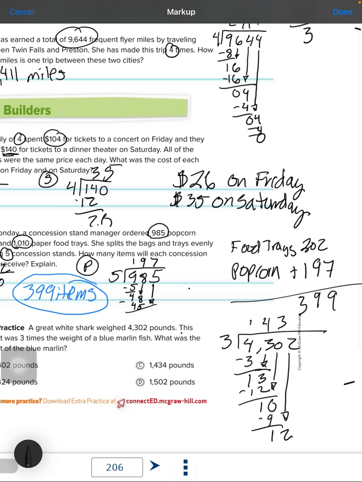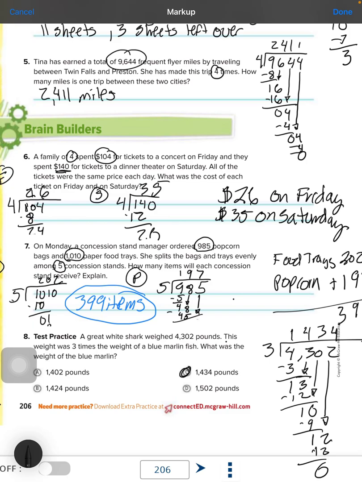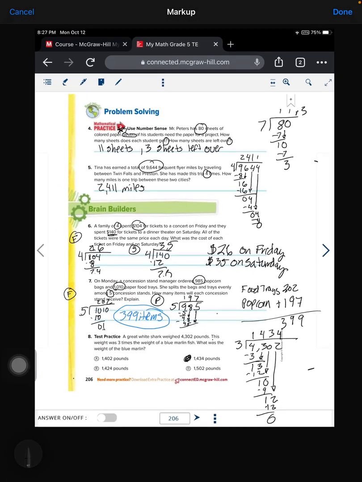Yes, we're going to work it out evenly. 3 will go into 12 4 times. 12, 0. Do you see that answer there? 1,434 pounds. Blue marlin. It actually doesn't taste too bad either. We caught one and ate it, and it was great.